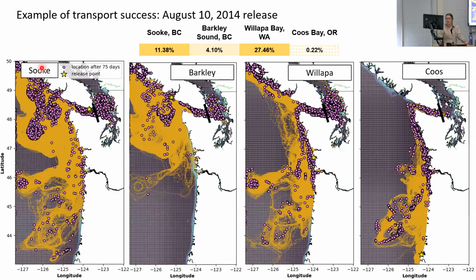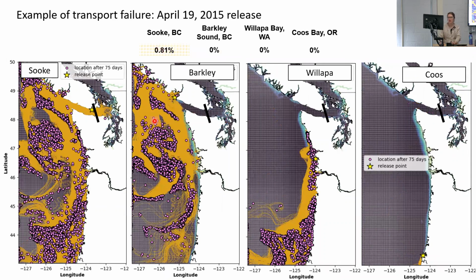So I included here the percent of larvae that crossed the line. This successful transport had 11% of the ones released from Souk, 4% of the ones released from Barkley, 27% of the ones released from Willapa Bay, and 0.2% of the ones from Coos. And for this one, you had zeros across the board, except a couple from Souk, because Souk starts right next to our cutoff line. And still there was almost none that made it in from Souk.